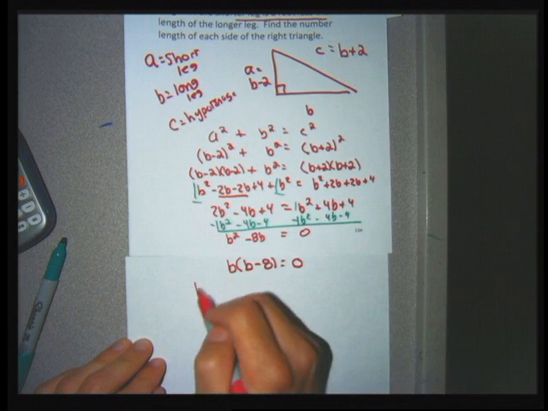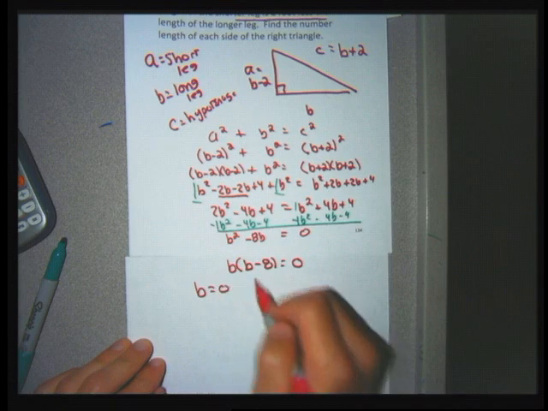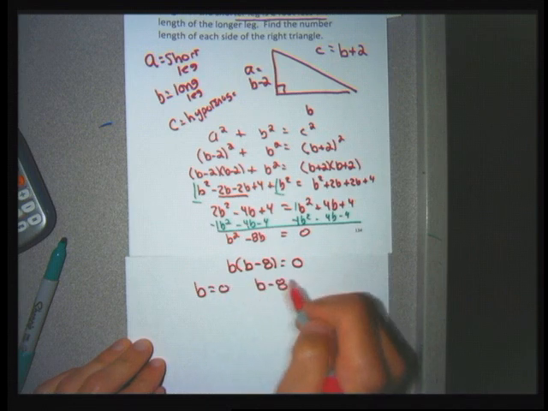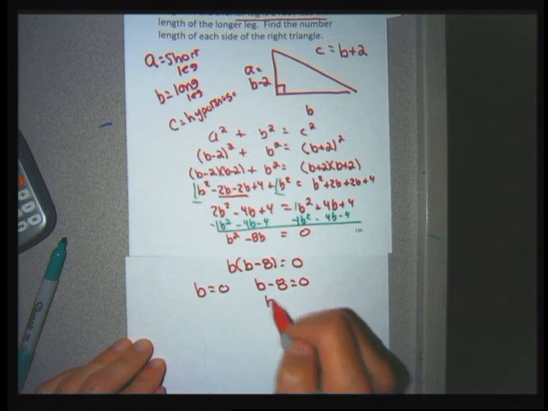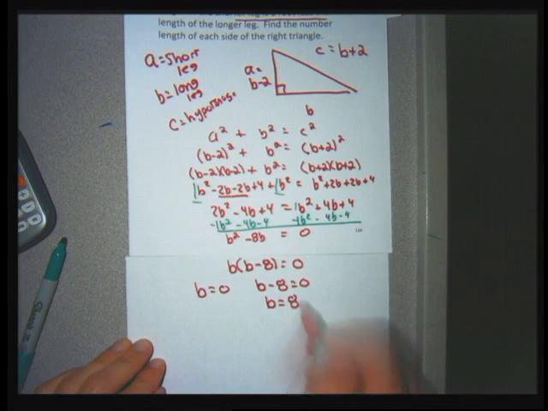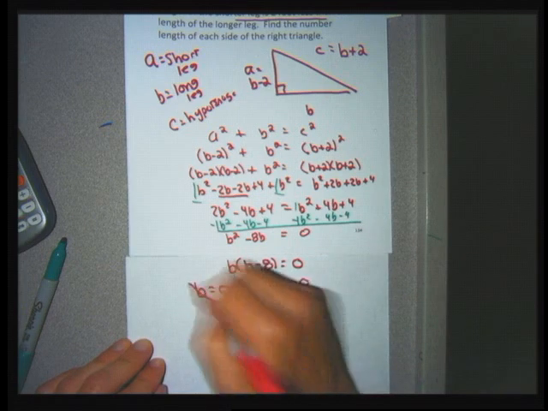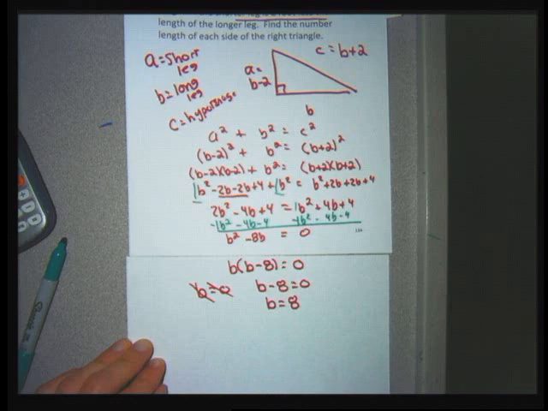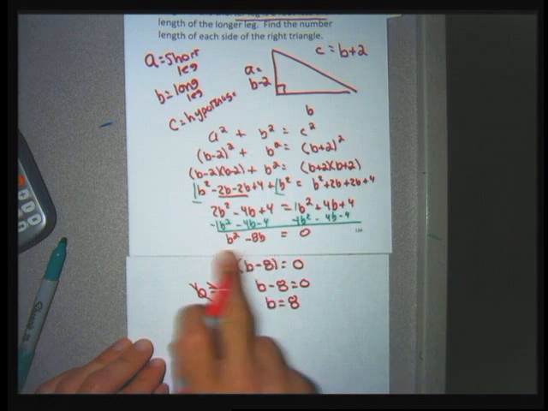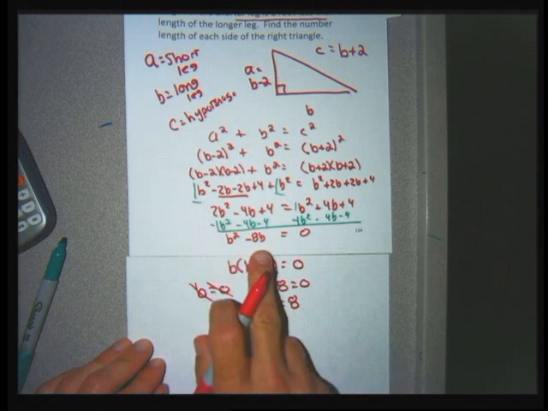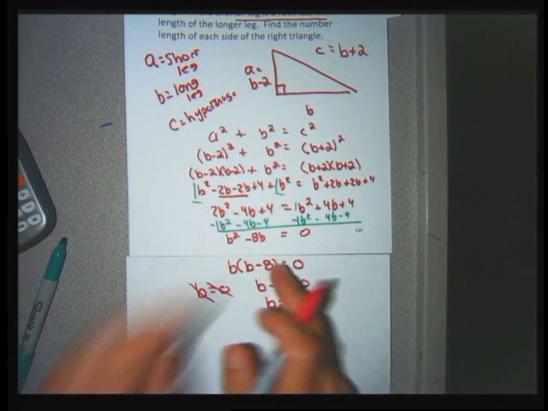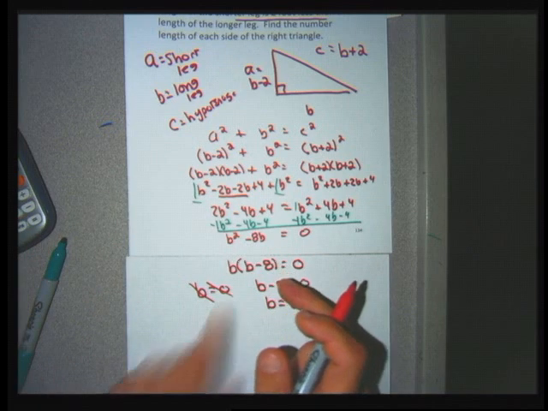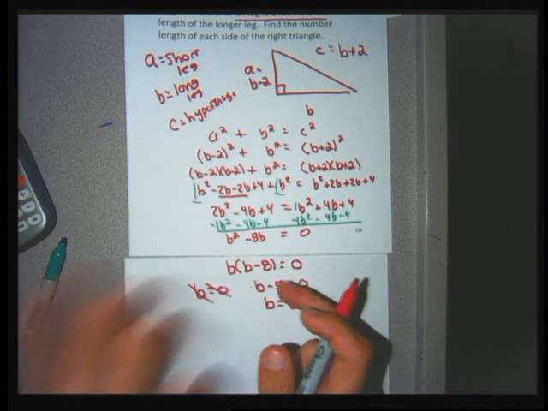And then I'm going to go b equal to 0, b minus 8 equal to 0. It gives me either the base is 8 feet or the base is 0 feet. The base of a triangle can't be negative. It also can't have a length of 0. So my answer to this problem, the base is going to be 8 feet. Because there weren't 3 terms and there was a common factor, I had to factor it out first. And after I factored out the common factor, it was done.